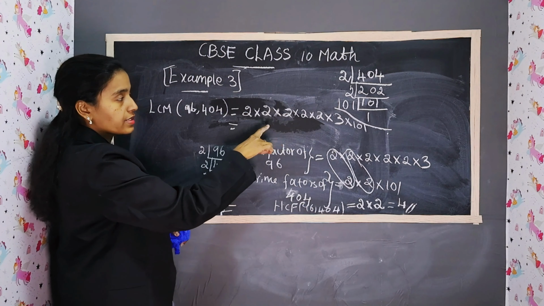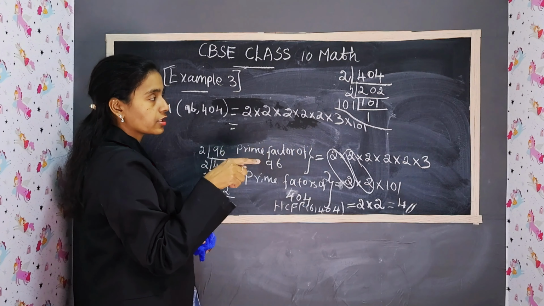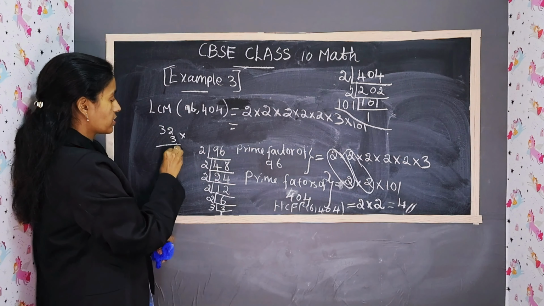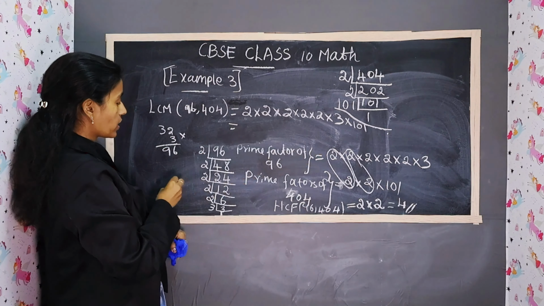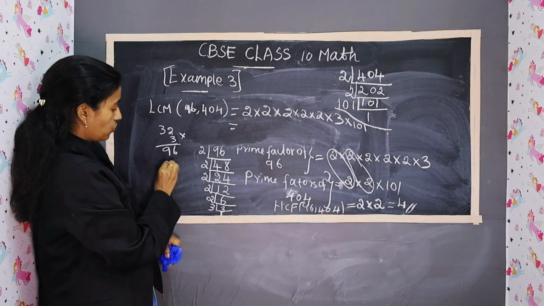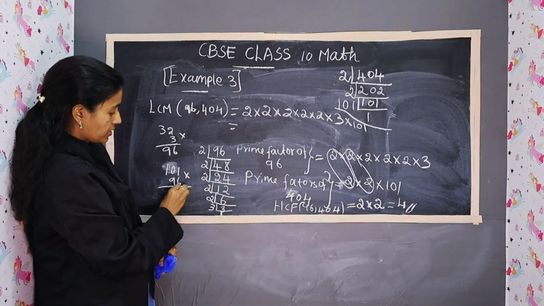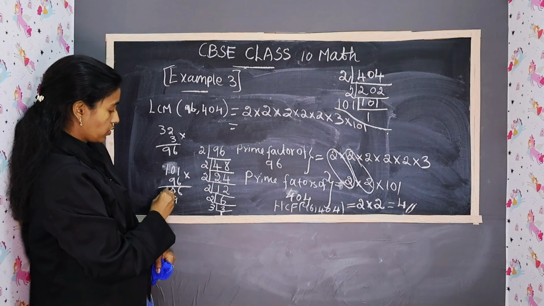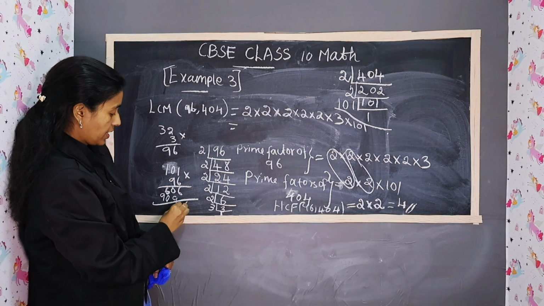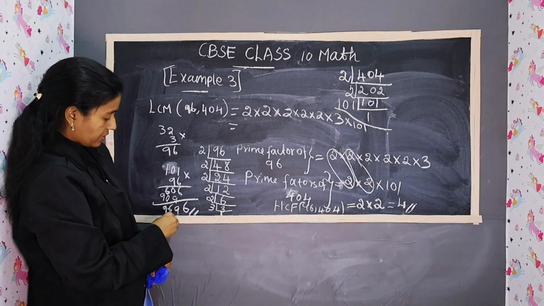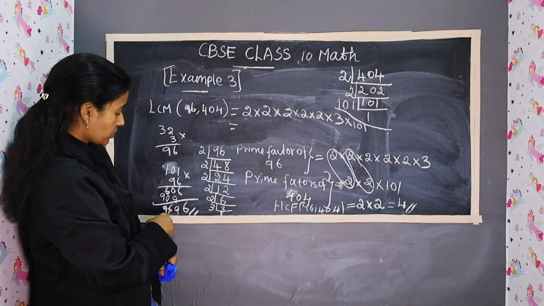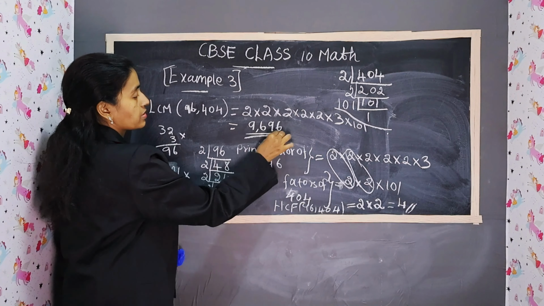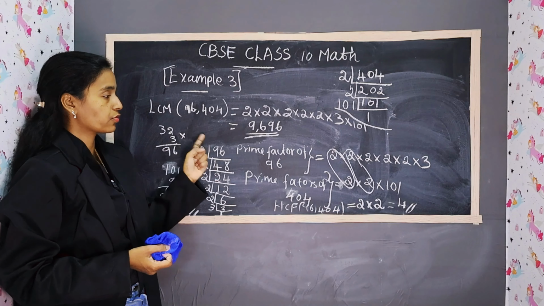2 2s are 4, 4 2s are 8, 8 2s are 16, 16 2s are 32, 32 into 3 is 96. 96 into 101: 1 6 is 6, 0 into 6 is 0, 1 6 is 6, and 9 into 1 is 9, 9 into 0 is 0, 9 into 1 is 9. The result is 9696. This is the LCM value of 96 and 404.